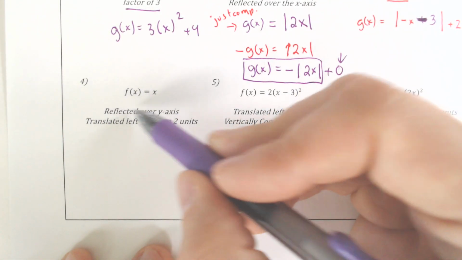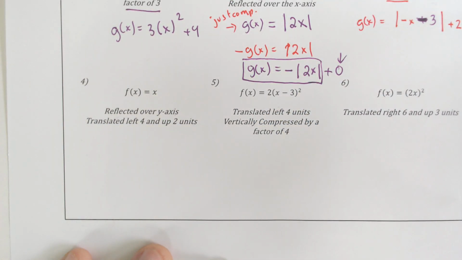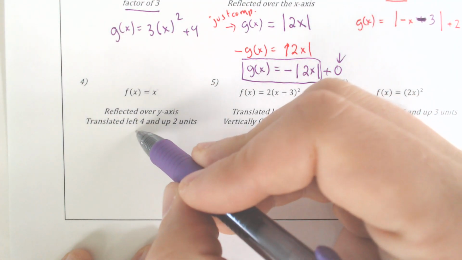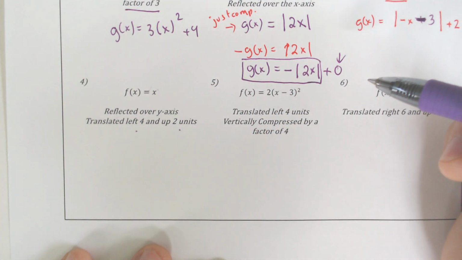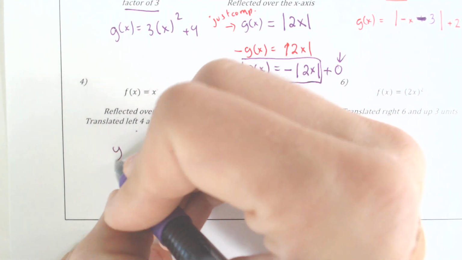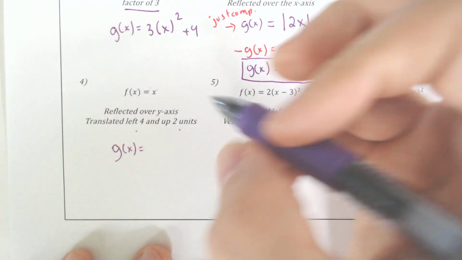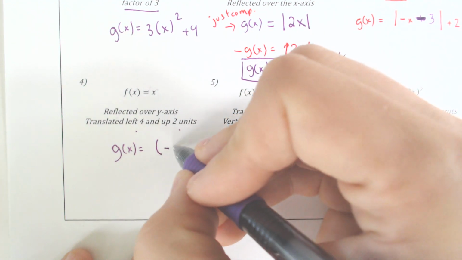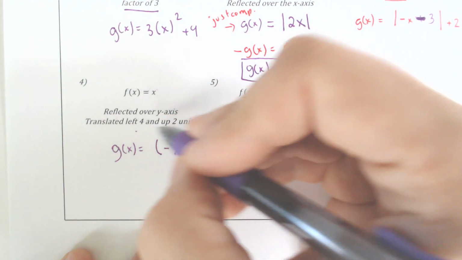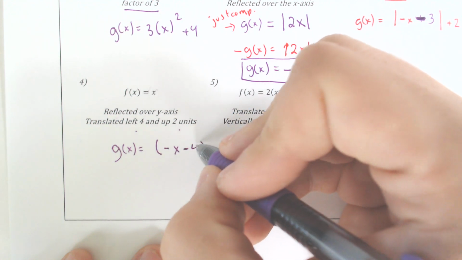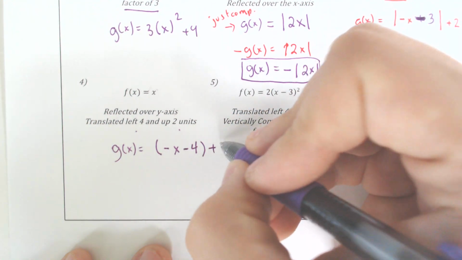A few more. Reflected over the y-axis. If we want to reflect over the y-axis, that means that the x value would need to be negative. Translated left by 4 and up by 2. So again, we're doing g of x. G of x is equal to negative x. Left by 4 would typically be a plus, but because we already have the negative, it's going to be a minus 4. Up by 2.